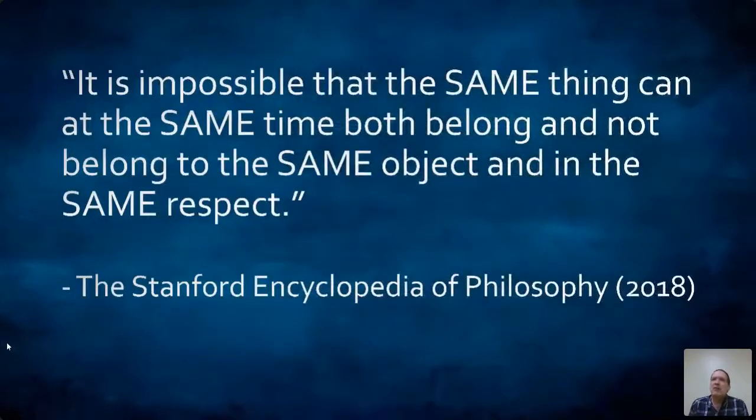The Stanford Encyclopedia of Philosophy puts it as, it is impossible that the same thing cannot at the same time both belong and not belong to the same object in the same respect. This is a rule of reality. This is a rule of thought. We can't really think coherently without this being in play. And so that's what we mean by a logical contradiction. It's a very specific thing. And I think that's one of the key takeaways here, is not everything that is confusing or unclear really meets this level of being an actual logical contradiction.